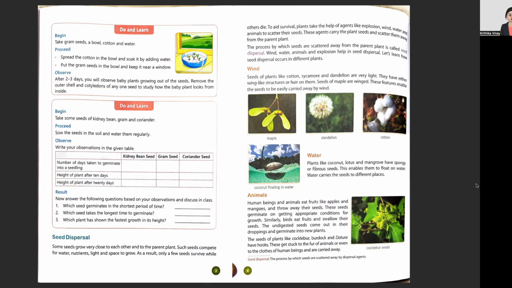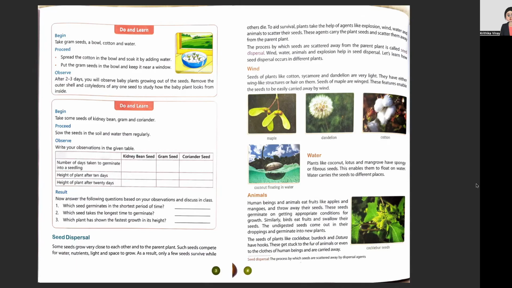These seeds germinate on getting appropriate conditions from the ground. Similarly, birds eat fruit and swallow their seeds. The undigested seeds come out in the droppings and germinate into new plants.